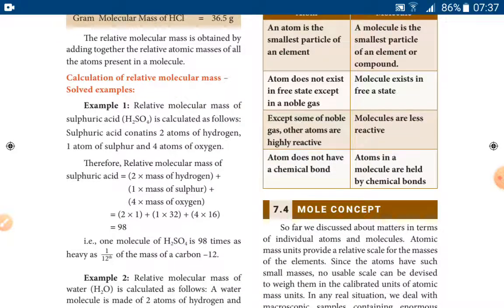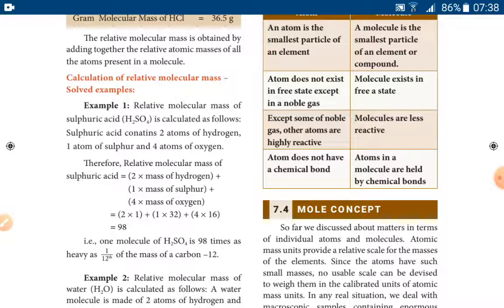Then how to calculate the relative molecular mass? It is a simple formula: N into atomic mass, where N is the number of atoms into its atomic mass. For example, relative molecular mass of sulfuric acid, formula H2SO4: there are two hydrogen atoms, one sulfur atom, 4 oxygen atoms in sulfuric acid. And what is the atomic mass of hydrogen? 1, and sulfur 32, oxygen 16.